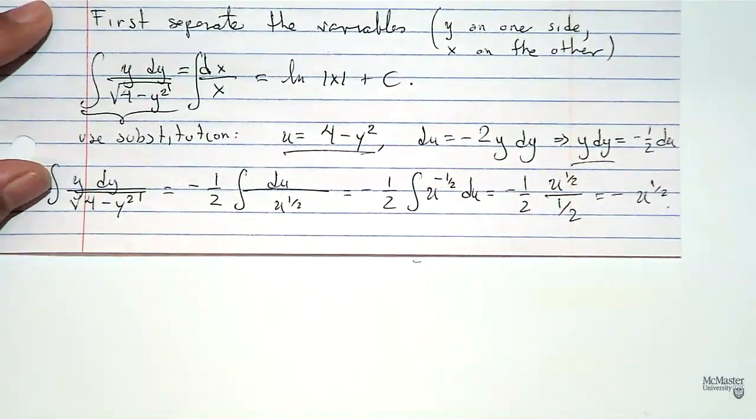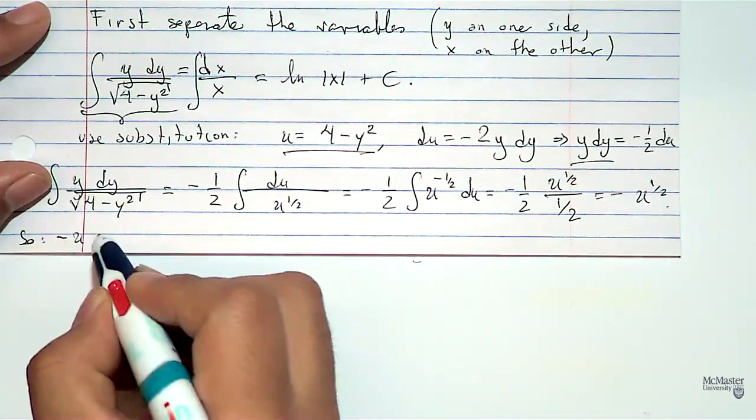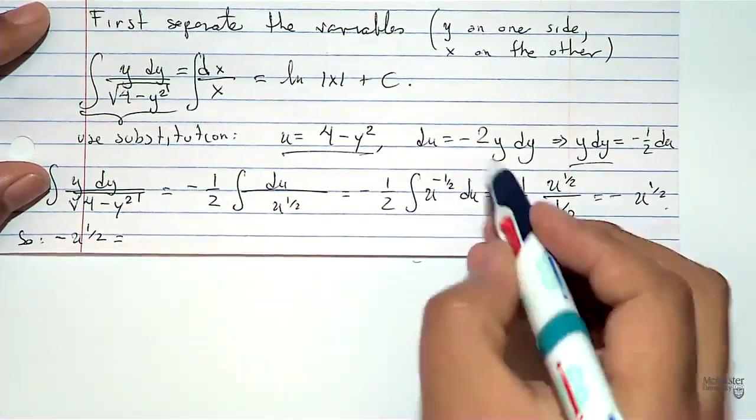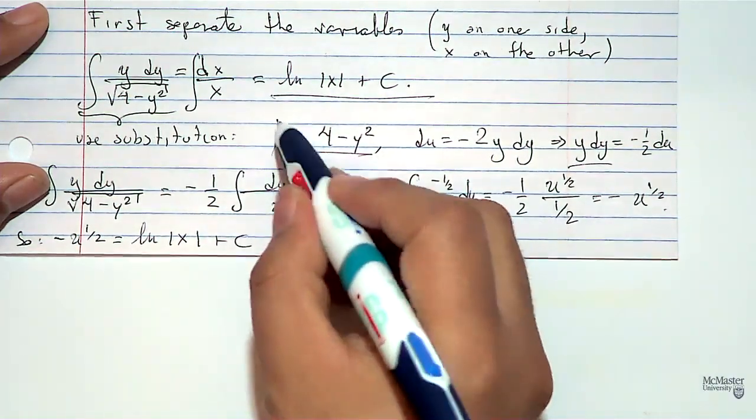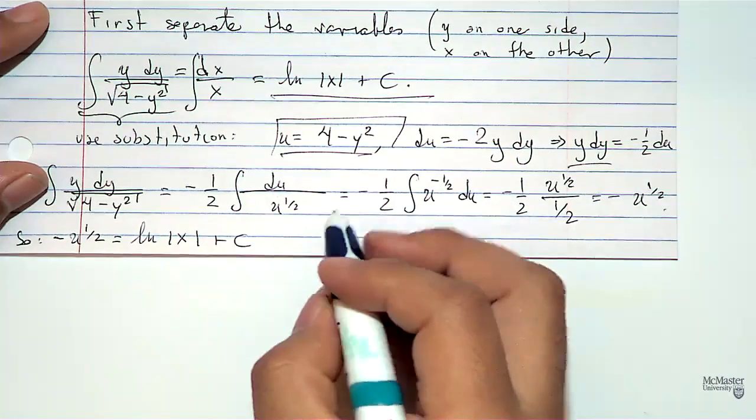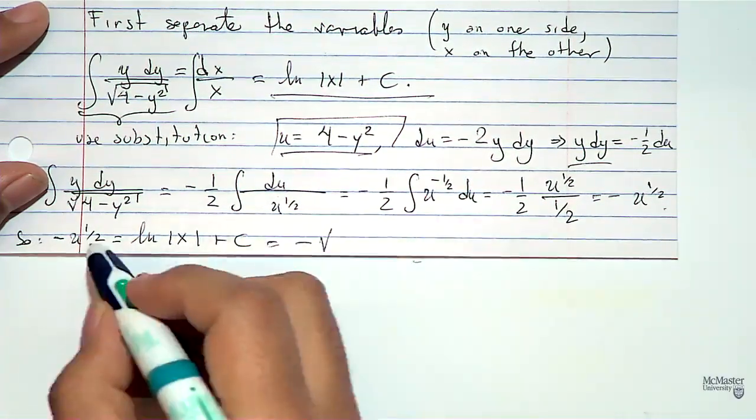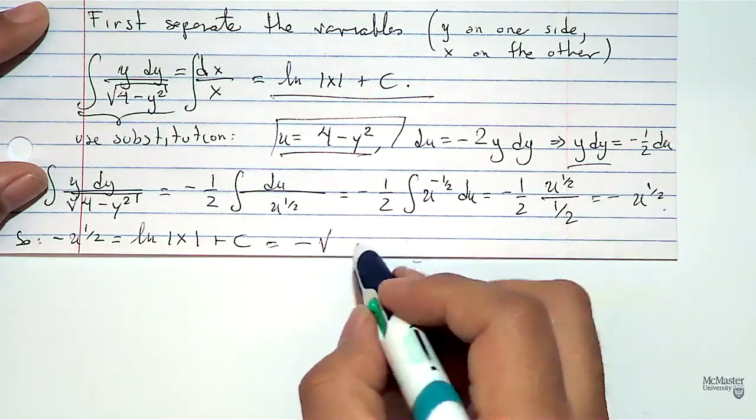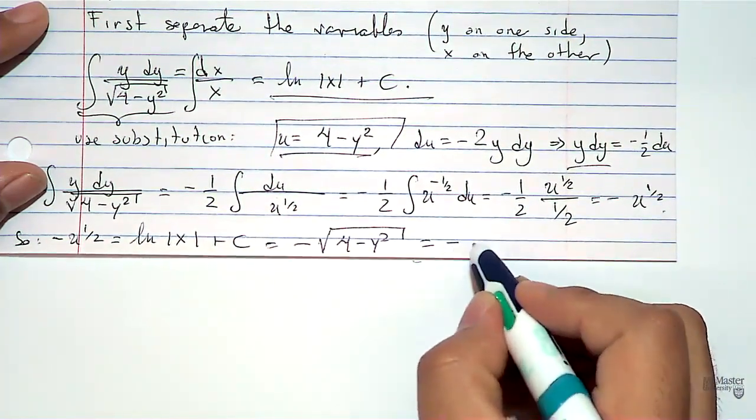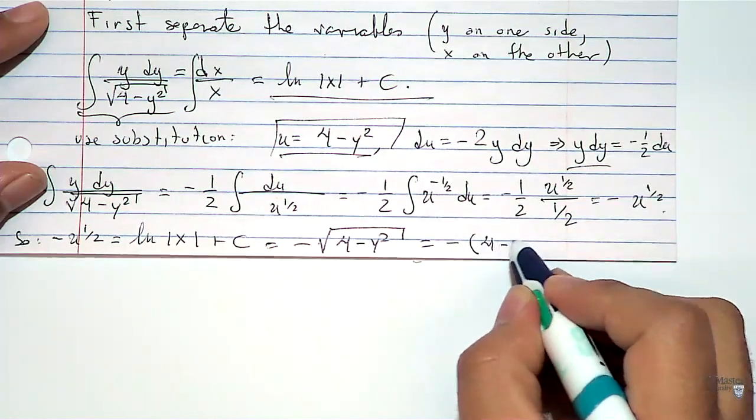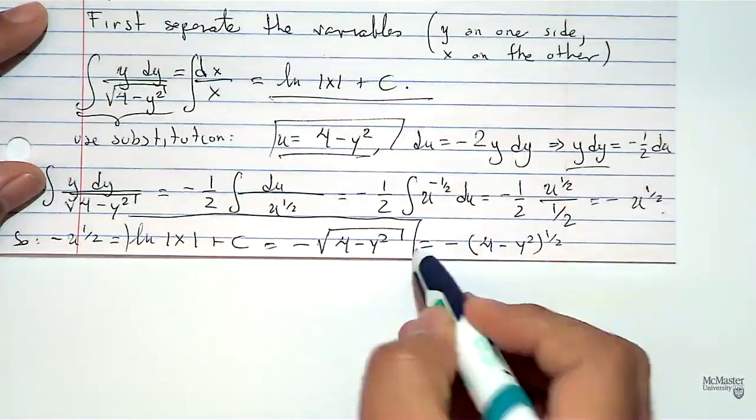And now I go back to what I had, right? So minus u to the 1/2 is equal to this stuff, which is natural log of absolute value of x plus c. But I did a substitution, which I still have to finish. So if I plug it in here, this is minus the radical, because I have the 1/2 as a power, of 4 minus y squared. Okay? If you want, minus 4 minus y squared to the 1/2. It's the same. The point is that the solution to the problem is up to here.